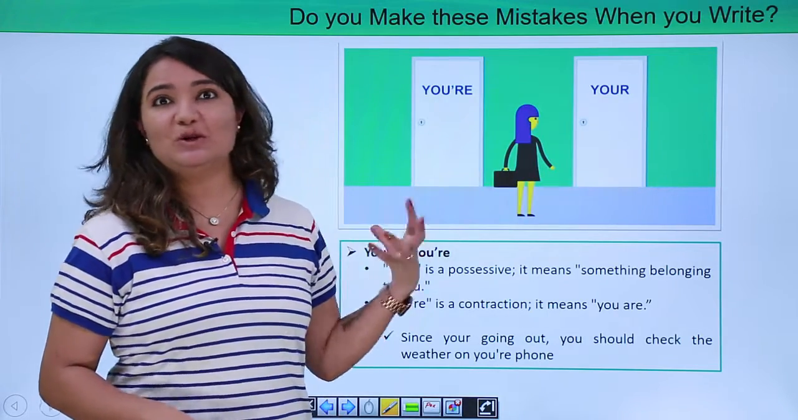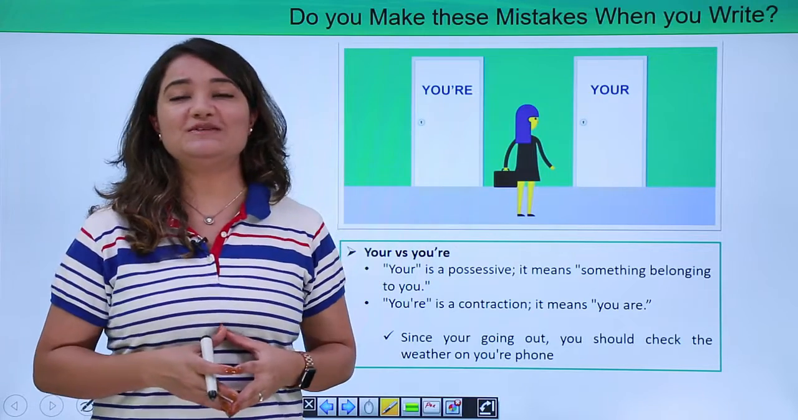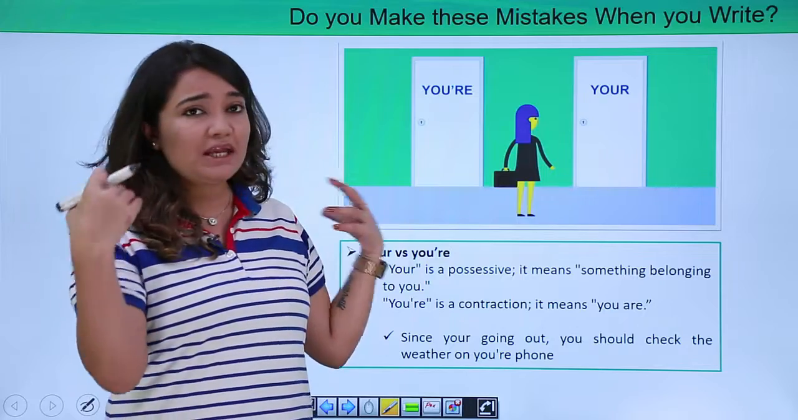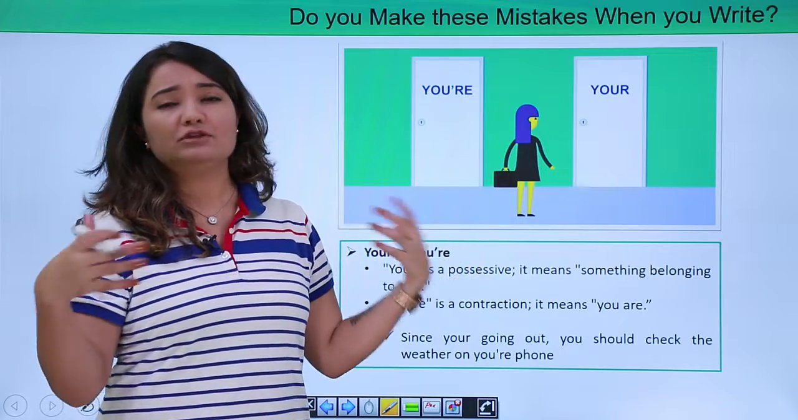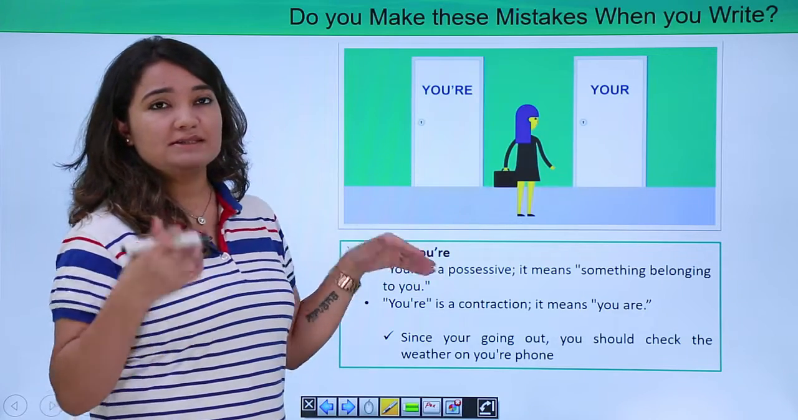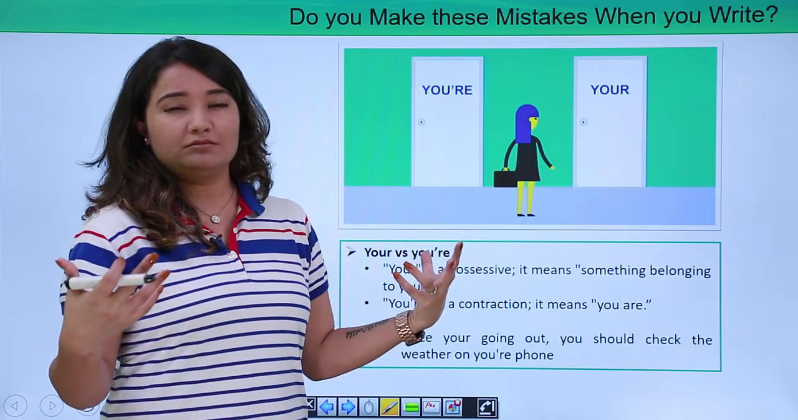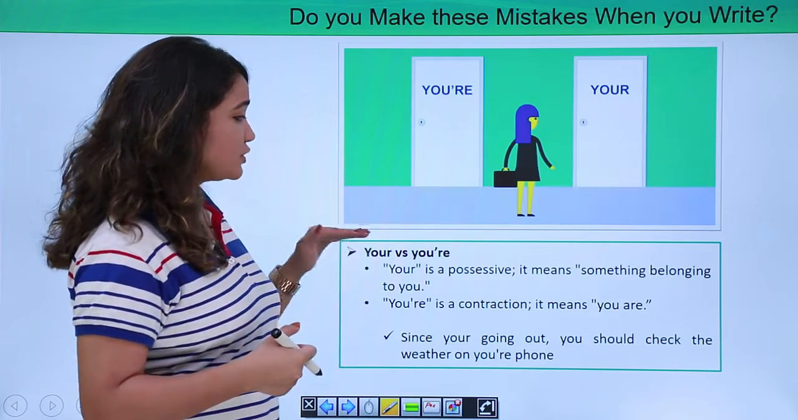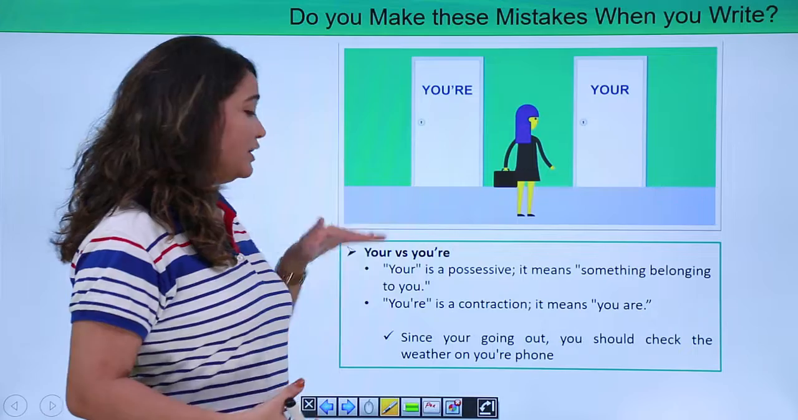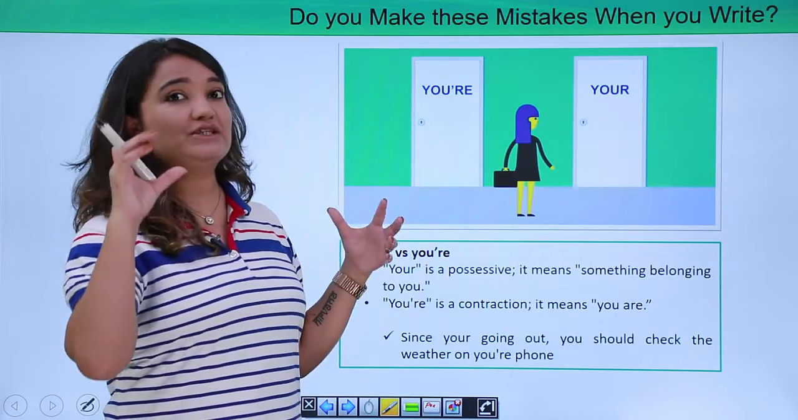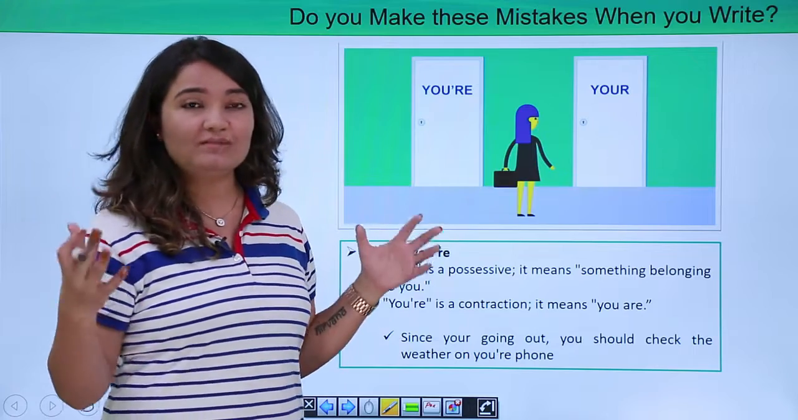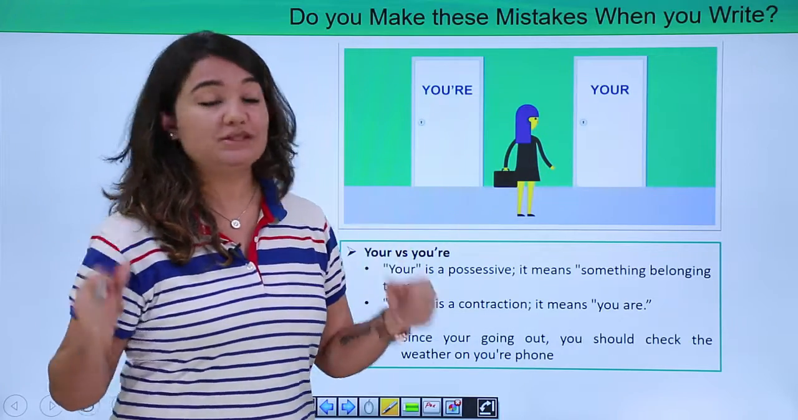Your versus you're, again two words that many people find very confusing, and many end up using them in the wrong context. So let's look at an example. Your is possessive. It means that something belongs to you. The car is yours, or it's your room, something that is your own possession.